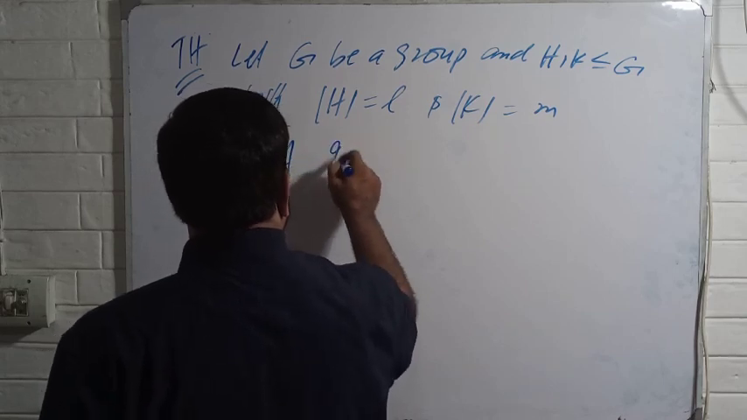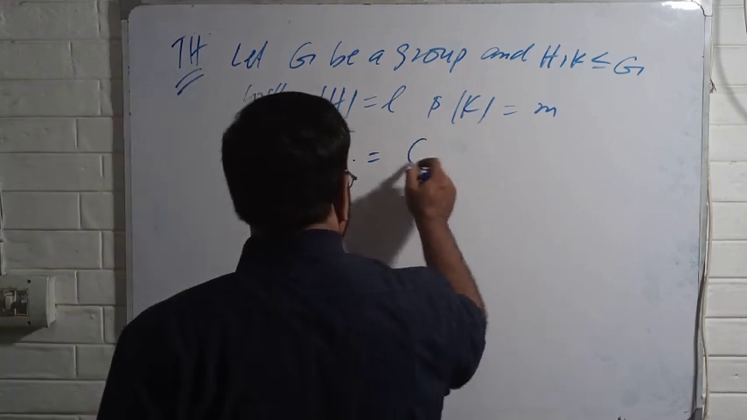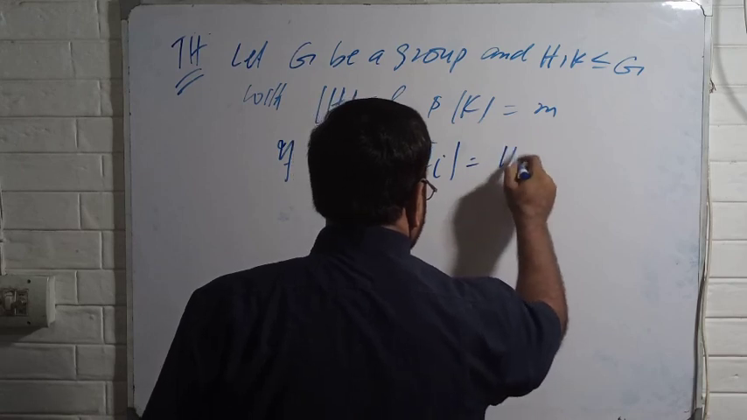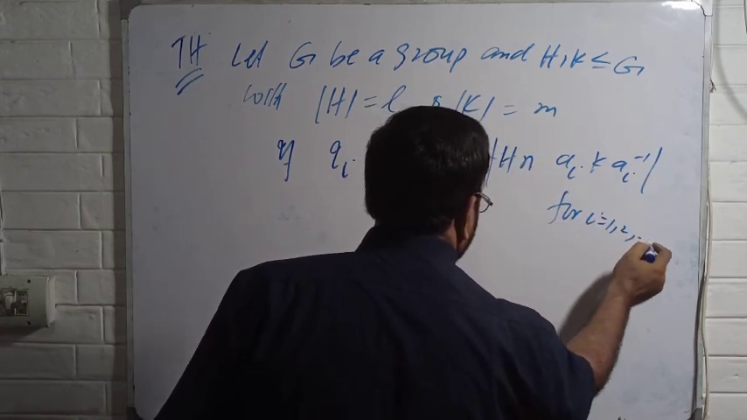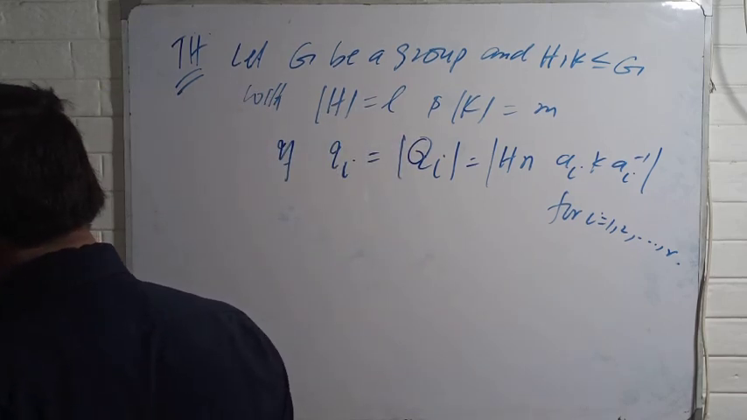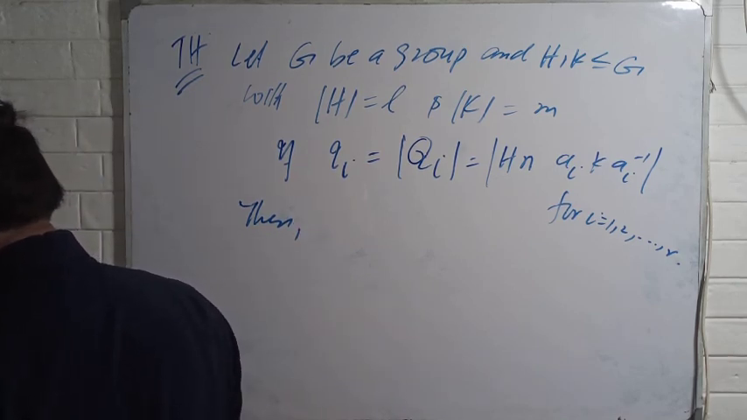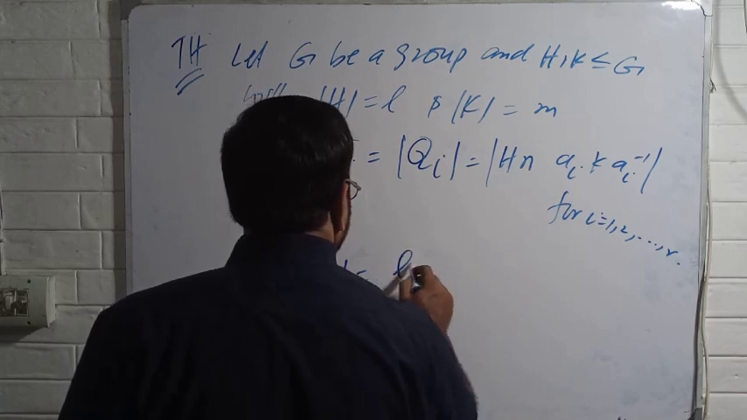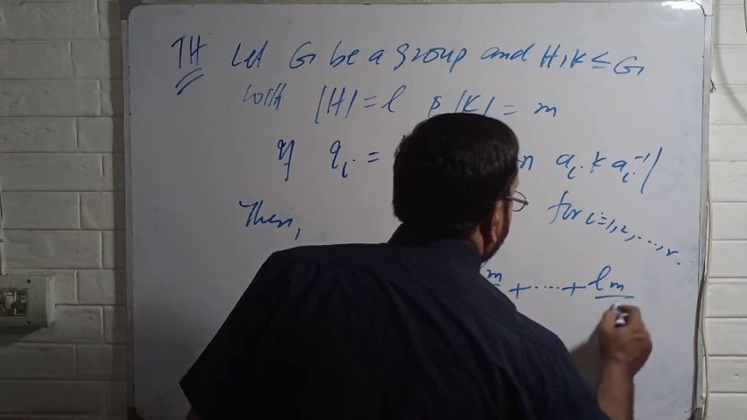If Qi is equal to order of Qi, which is equal to the order of H intersection Ai K Ai inverse, for i equal to 1 up to R, then order of G is equal to LM by Q1 plus LM by Q2 plus and so on, LM by QR.